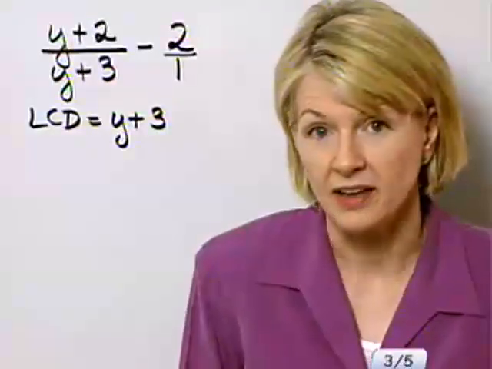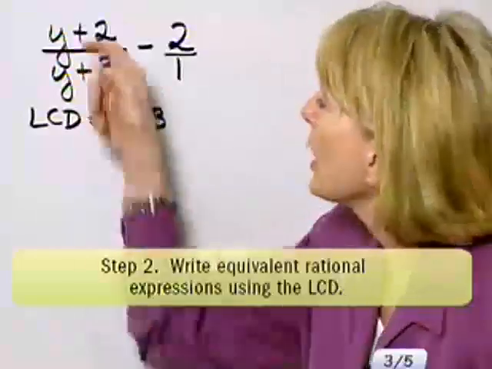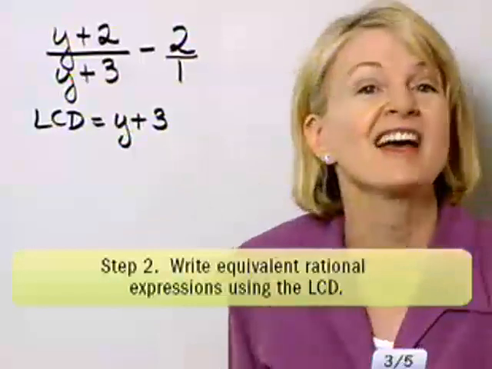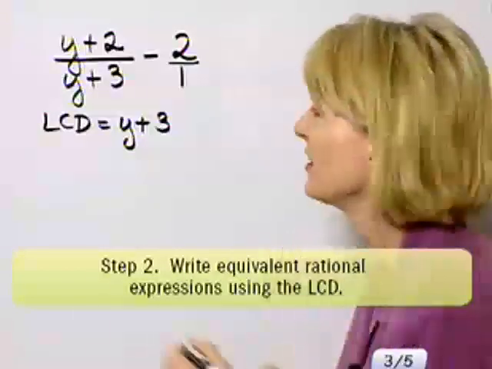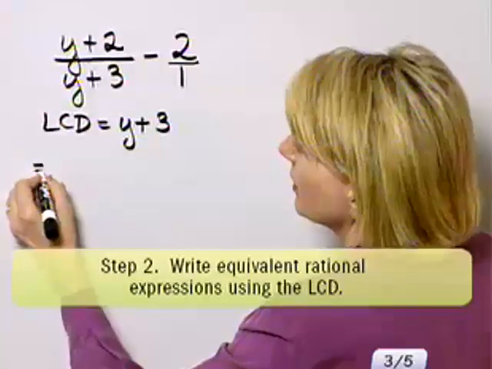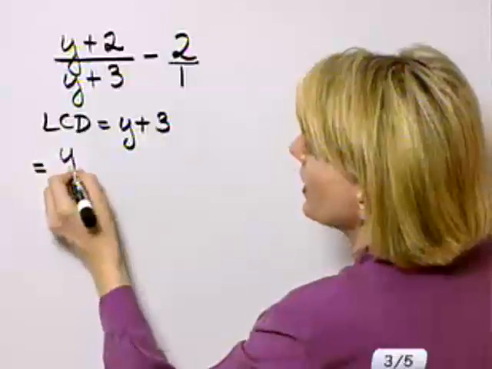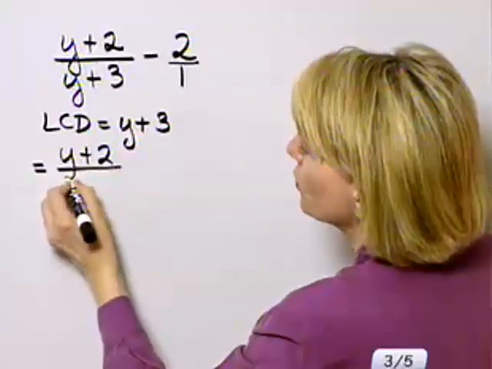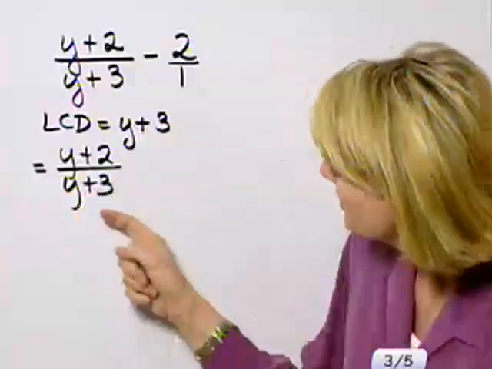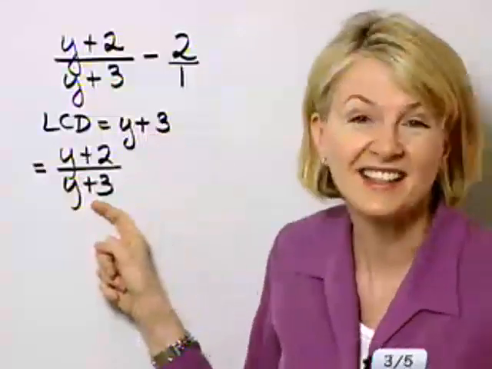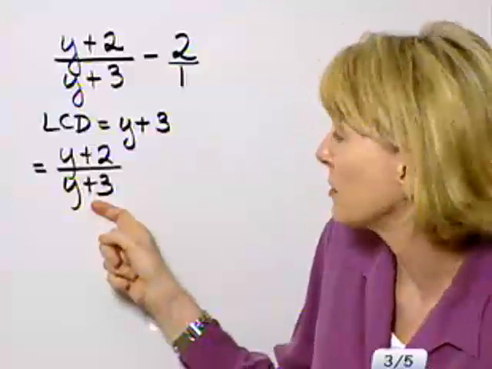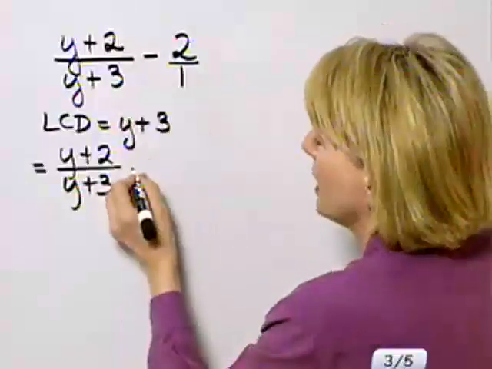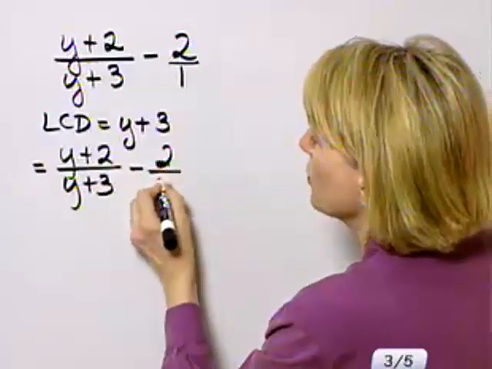Now, what do we do next? Next, we write each rational expression as an equivalent one, but with this denominator. So, I have simply y plus 2 over y plus 3. Notice this is the least common denominator, so we don't need to multiply numerator and denominator by anything. Minus, I have 2 over 1.